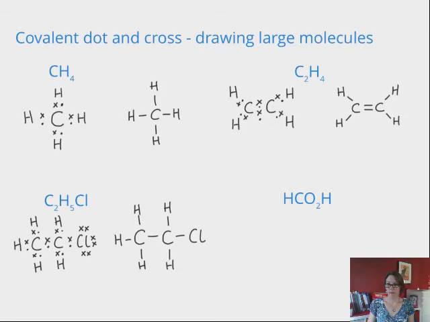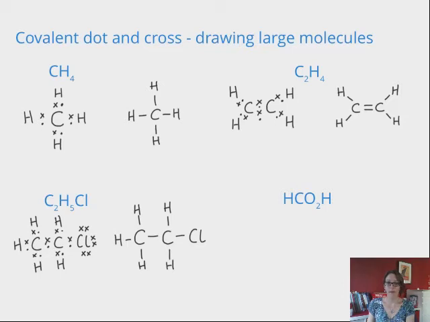So we would draw a displayed formula. We would replace every line, every bond in the displayed formula with a single dot and cross, and then we would check to see if there were any more electrons that needed to go on the outer shell of the atoms. Hydrogen, of course, doesn't need any more because it only has 1 electron to start with. Carbon very rarely has anything like lone pairs. It would be a charged molecule or something rather unusual. By the way, that's a clue to one of the questions. So normally carbon wouldn't have a lone pair, unless it has a charge, in which case it might.